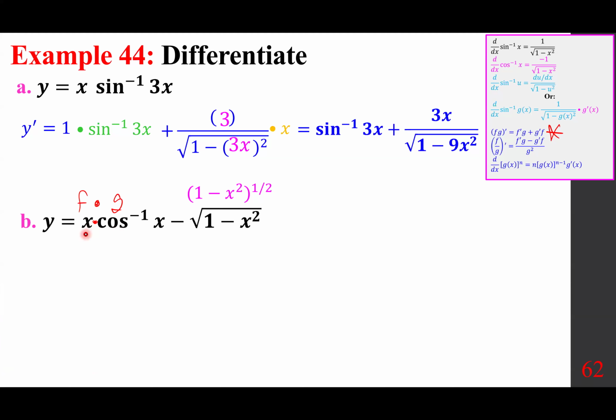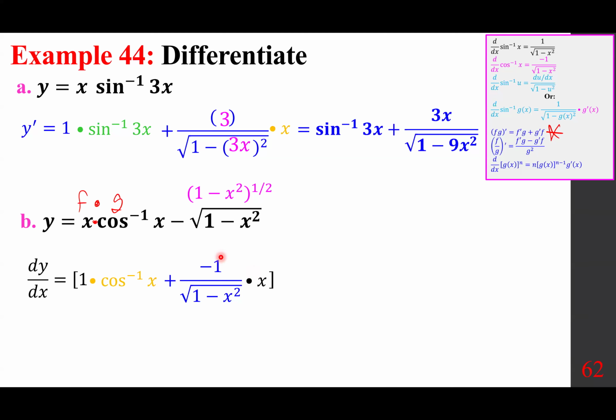X is 1 times cosine inverse, the g, plus g prime. Now the derivative of cosine inverse is the same as sine inverse, but negative. So negative 1 over square root of 1 minus x squared times f, which is x. So that part is done.